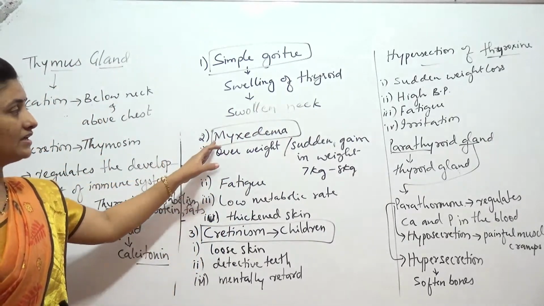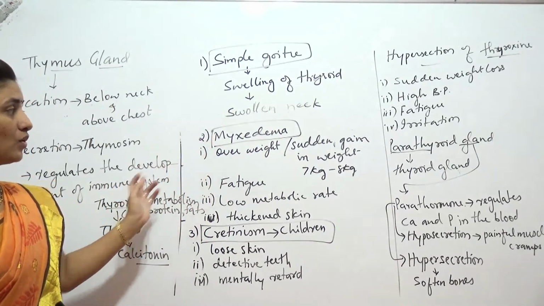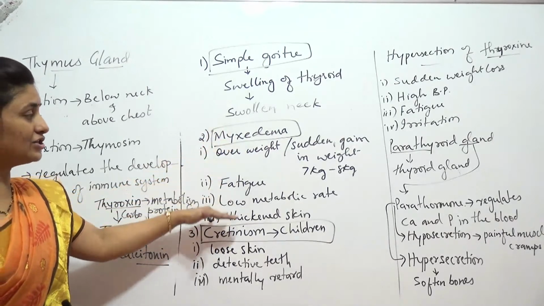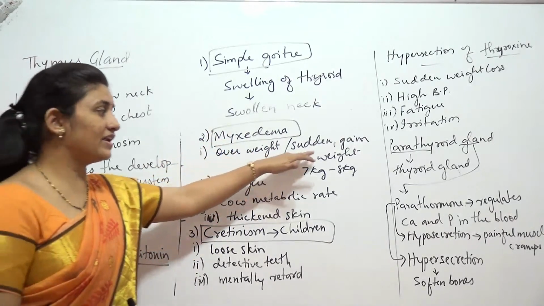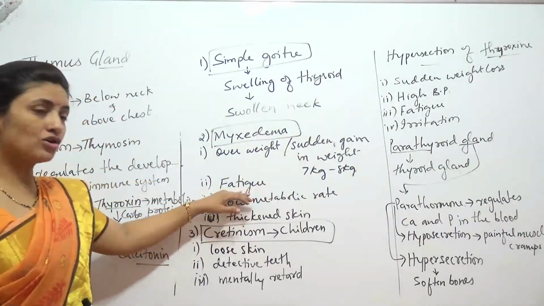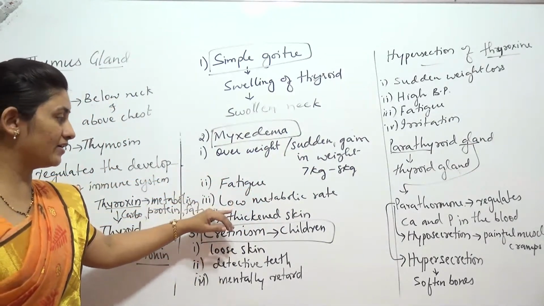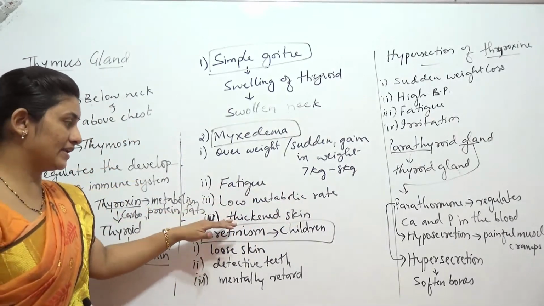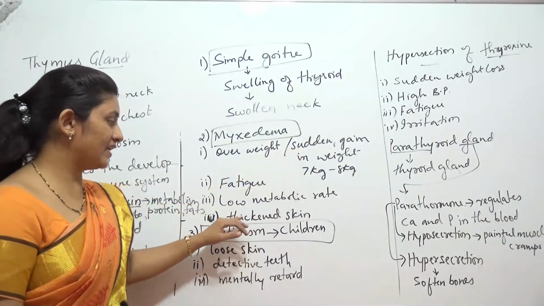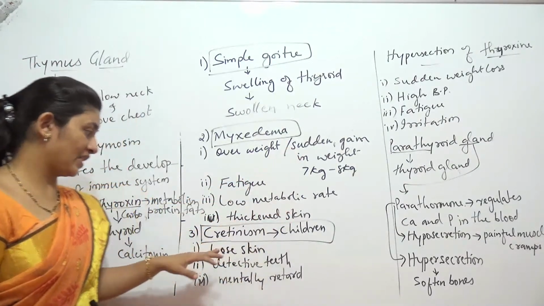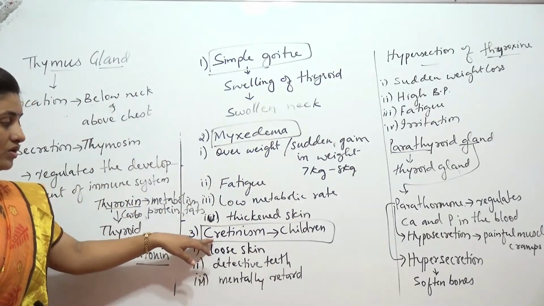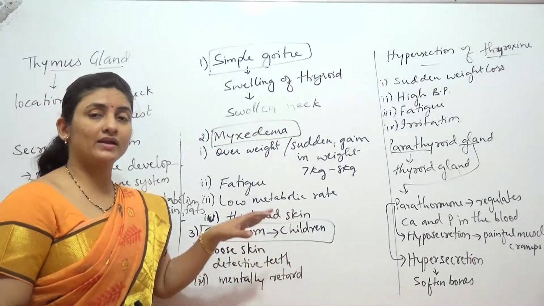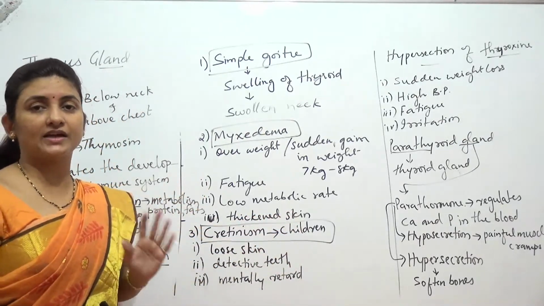Then we come across the second type of inadequate supply of thyroxine, that is myxedema. In myxedema, what conditions do we see? We see certain weight gain in the person. He or she feels very fatigued, much more tired, and their metabolic rate is also decreased. And due to the weight gain, the skin becomes thicker. The last condition we come across is cretinism, which is especially seen in children whose thyroid gland is functioning improperly right from birth.